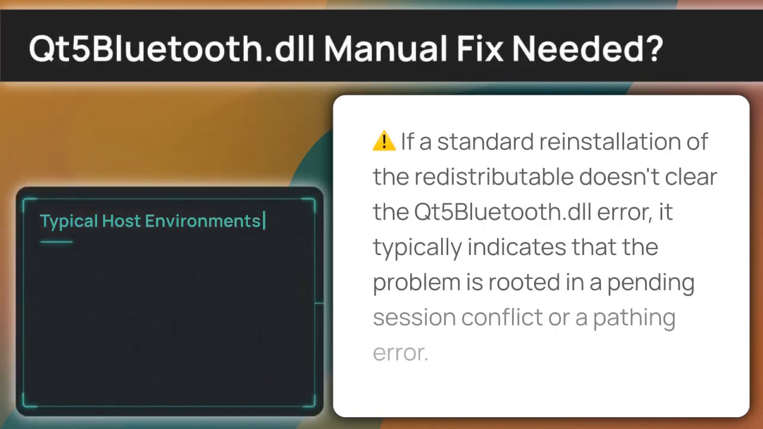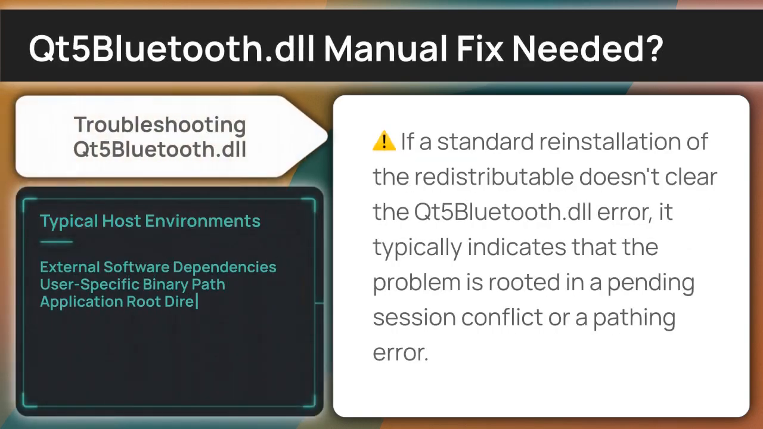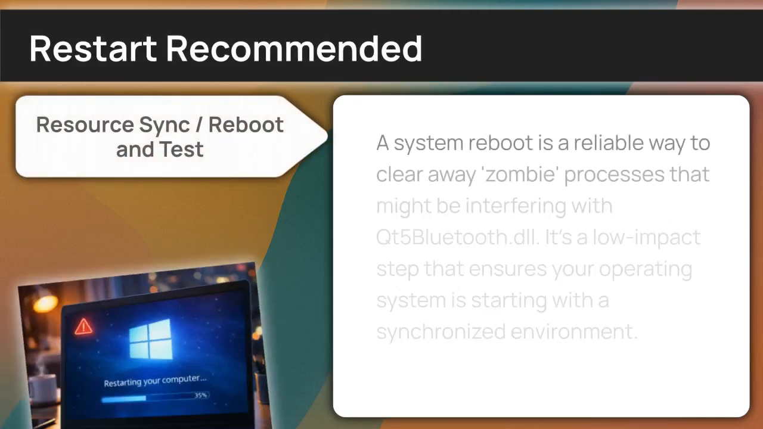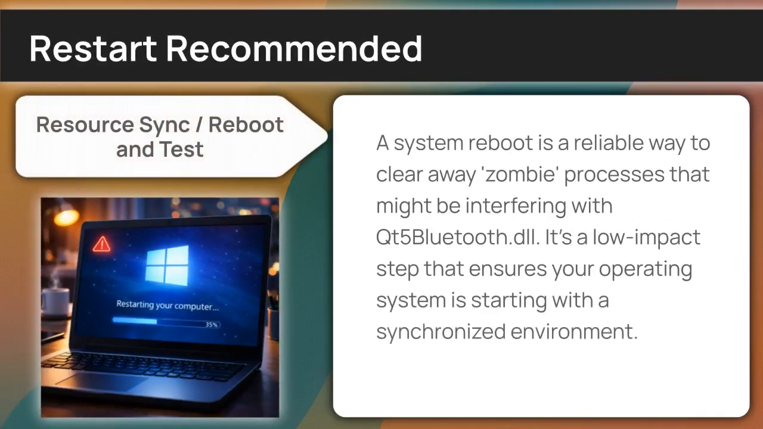If the application still won't initialize, we need to shift our focus to how the Windows loader is interacting with the library. Performing a restart can determine if the error is just a transient environment glitch. A reboot refreshes your system's path variables and can sometimes reestablish a broken link to the Qt5 Bluetooth file.